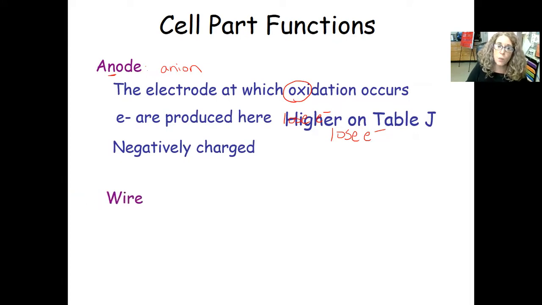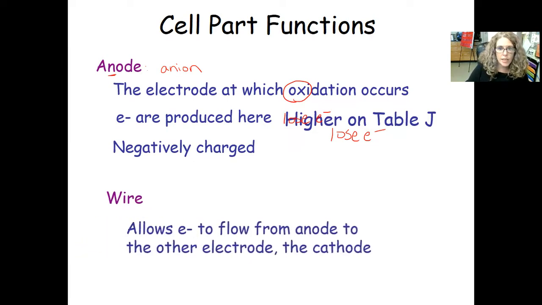So now we also have a wire. We need some wires for the electricity to flow. And it allows the flow of electrons from the anode. So now this is important. Electrons flow from the anode to the other electrode, which we call the cathode, right? So alphabetical order, A to C, anode to cathode, right? So if we lose electrons on the anode, the cathode is going to be the opposite. We have a whole other part of the notes that's going to say about the cathode.